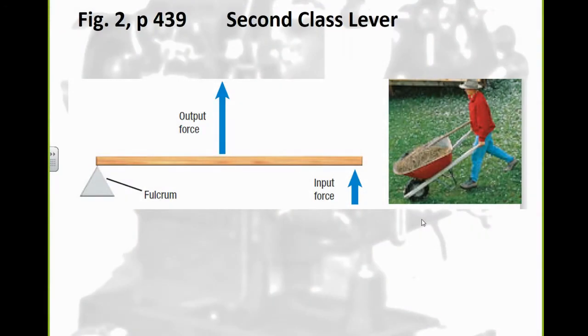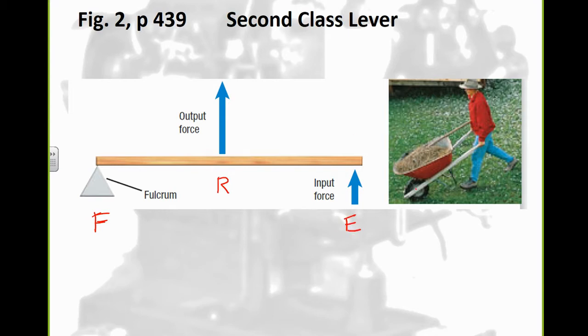So if we see our second-class lever here, we can see that the fulcrum is on one end. And again, I said pay attention to what's in the middle. The resistance is in the middle, okay? Resistance is in the middle. Now, my effort is on the other end from my fulcrum.